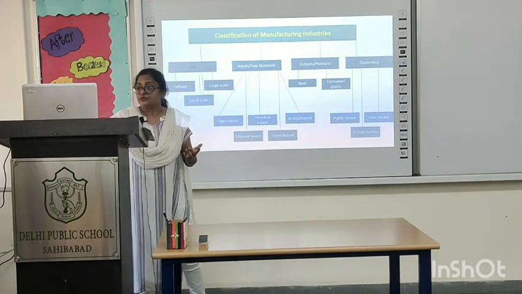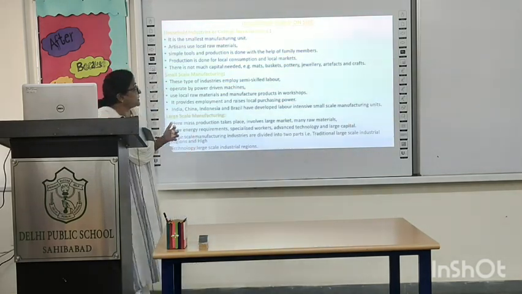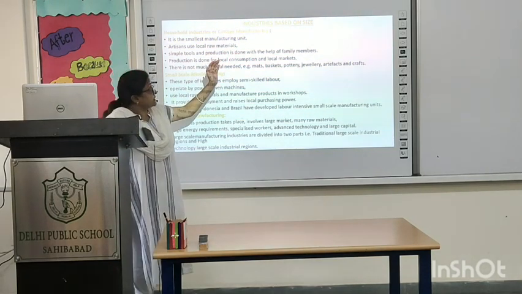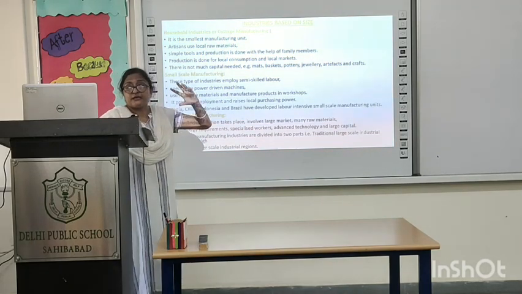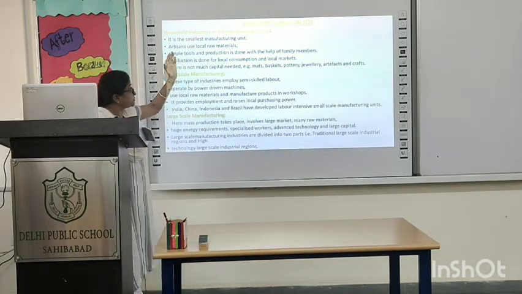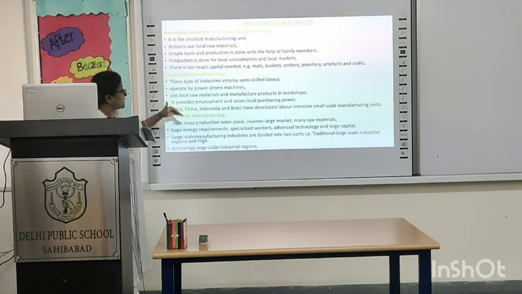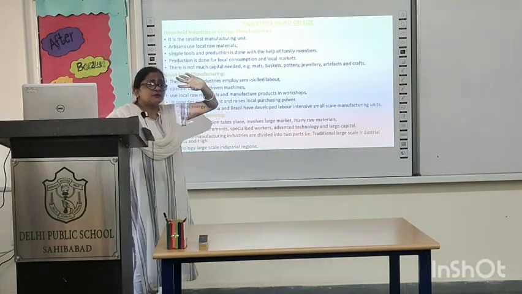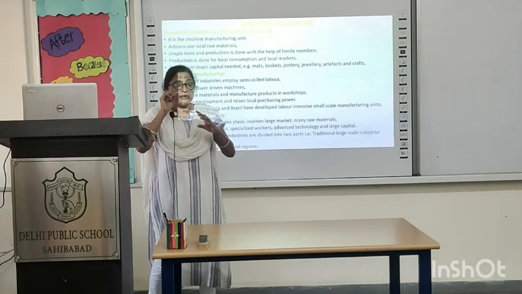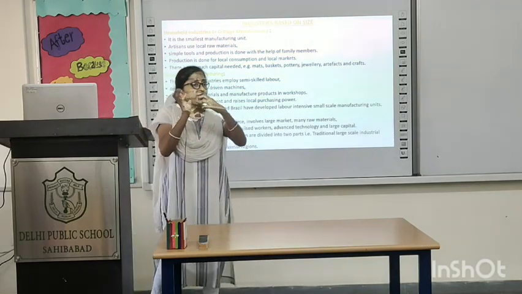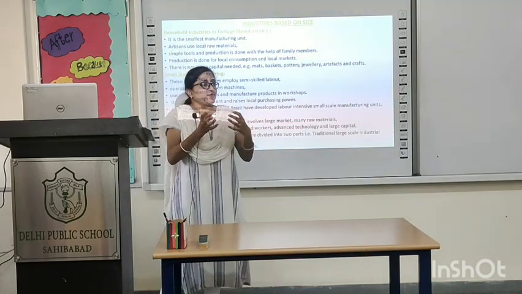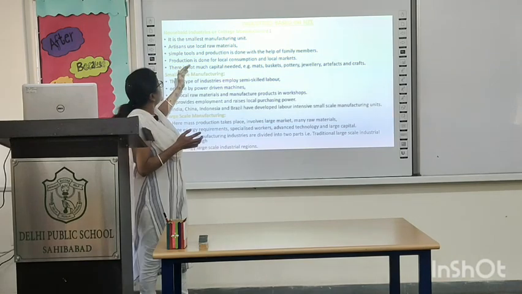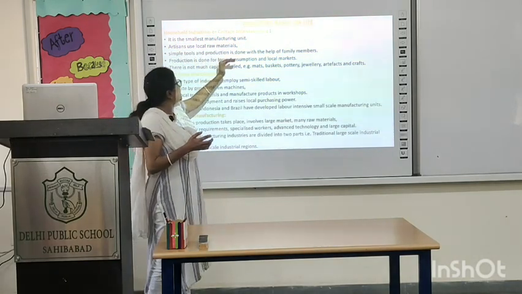So let's do a brief revision of that part. First, we will see the industries based on size. As we know, industries based on size are household industries, small scale manufacturing, and large scale manufacturing. So, household industries. Friends, you have always seen some people make different types of things like baskets, pottery, that type of item in their household. It is the smallest manufacturing unit.